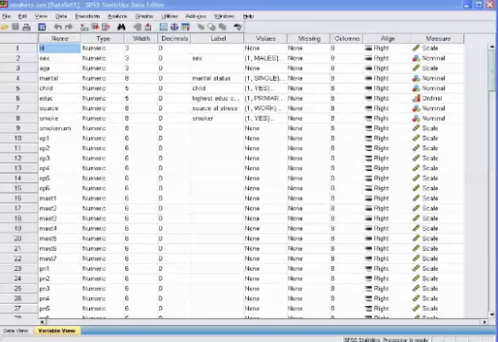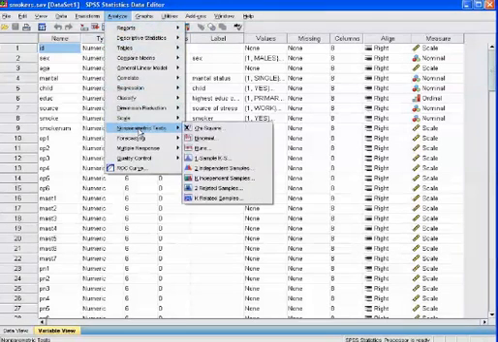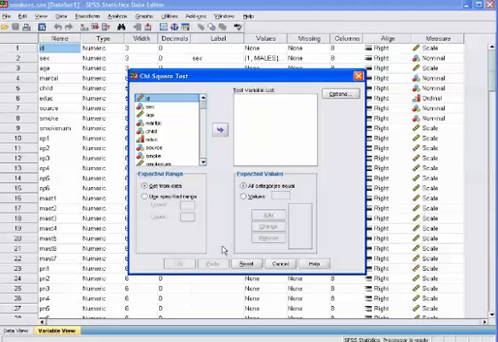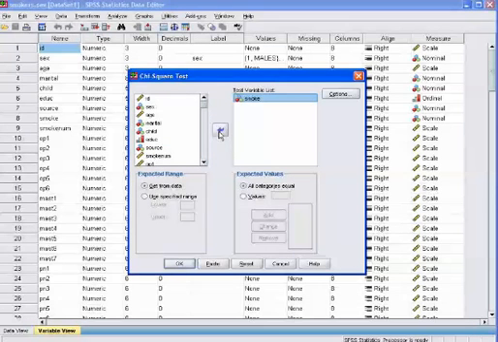So, in order to compare the proportion of smokers in our study to the proportion of smokers in the other study, we first go up to Analyze, Nonparametric Tests, and then Chi-Square. In step two, we select the categorical variable of interest and move it into the Test Variable List box. So in this case, it's smoke.